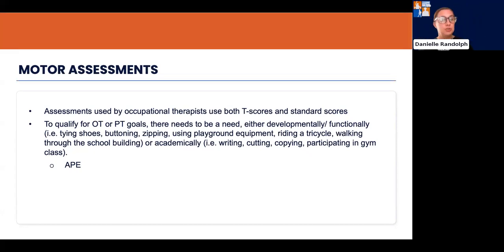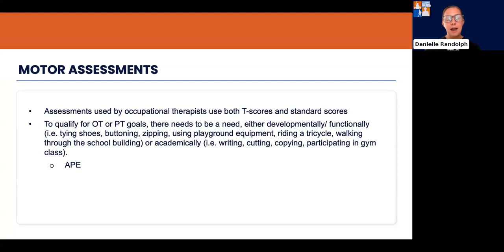Motor assessments, usually again, T-scores or standard scores. So as you see, a lot of these have similar score patterns, which I think is helpful when you're looking at an evaluation and trying to interpret the data, that a lot of times these rules apply to all the assessments we're looking at. But when it comes to qualifying for occupational therapy or physical therapy, the skill deficit really has to impact them in the school setting.